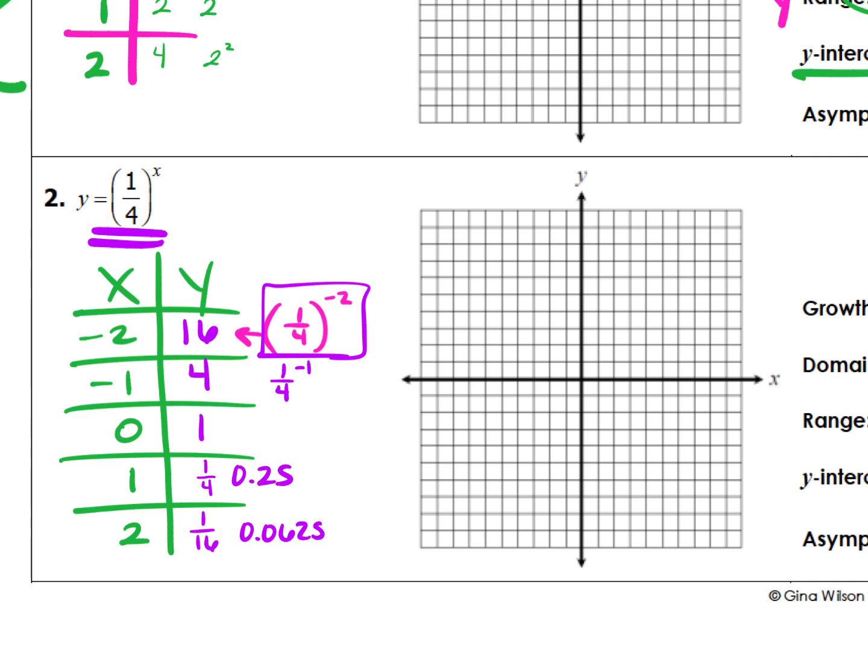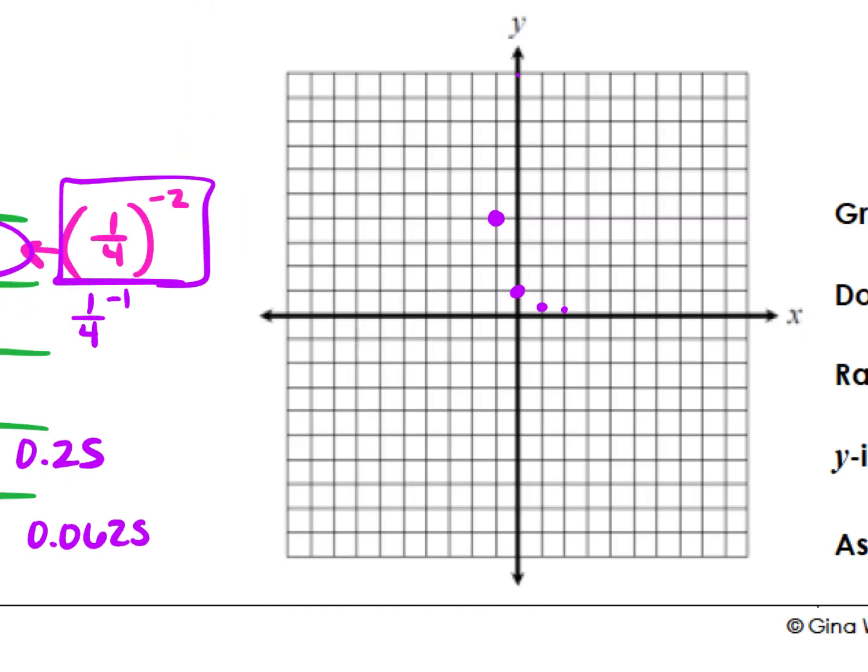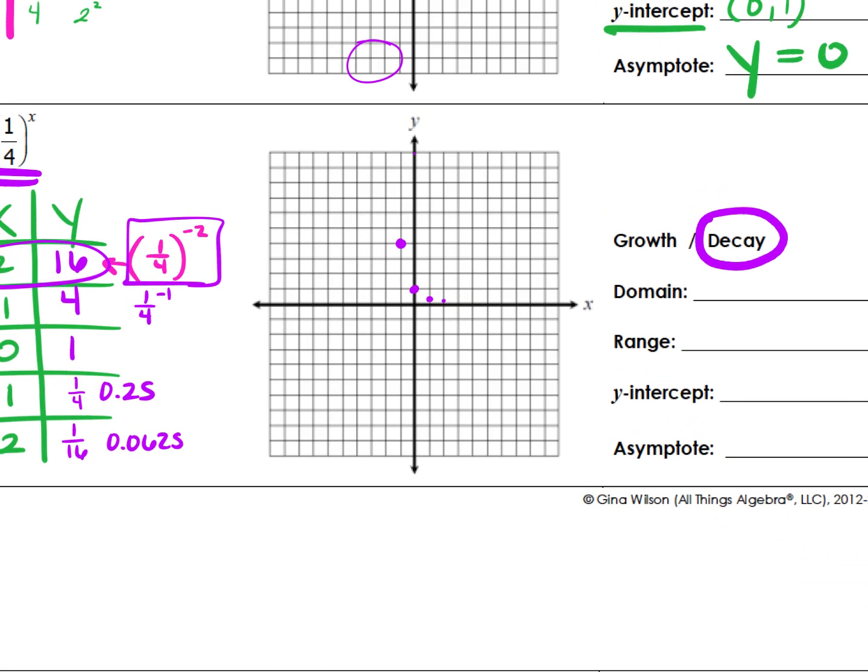When you go to graph that, this is the one that goes way off the page because this only goes up to 10. So you would be way up here somewhere. Just don't graph it, okay? Leave it off. -1, 4. So 1 to the left, 1, 2, 3, 4 up. 0, 1. 1, and then 1/4. So 1/4 of the way up to 1 would be about there. And then 2, 1/16. That's even closer. Which is pretty hard to represent, but do your best. Where does it look like your asymptote is right now? At 0. So this would be your asymptote. Your graph looks like this.